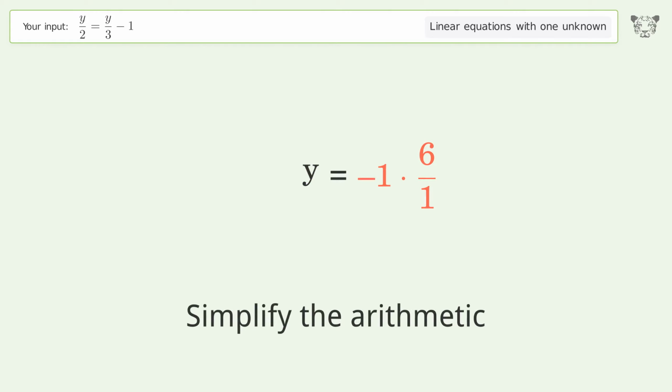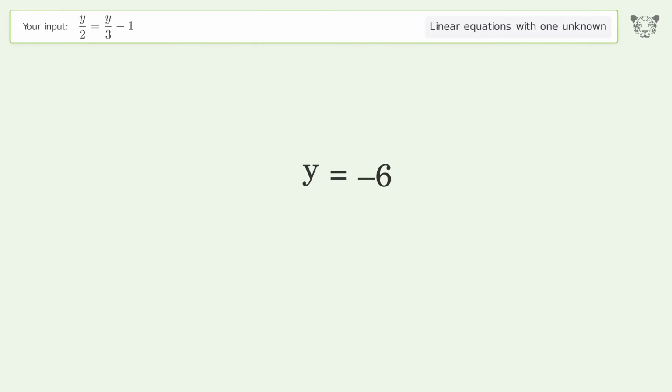Simplify the arithmetic. And so the final result is y equals -6.